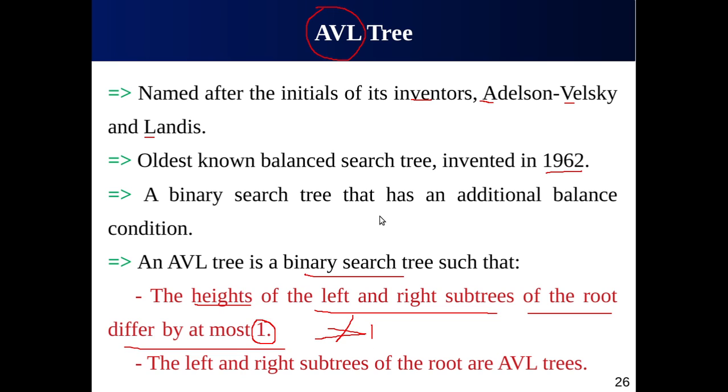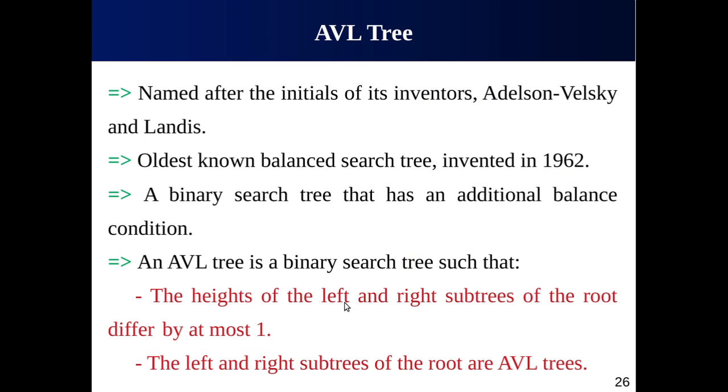Meaning if the left subtree is at height, for example, 1, and the right subtree has a height of 2, okay, that is acceptable. A difference of 1 between the left and right subtree is acceptable, but not more than that. If the height of the left subtree is 1 and the height of the right subtree is 3, then that is not acceptable. There must be a difference of at most 1, meaning 1 or less than 1, which is 0.